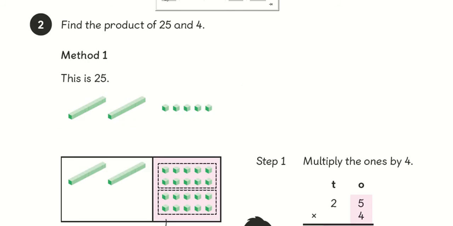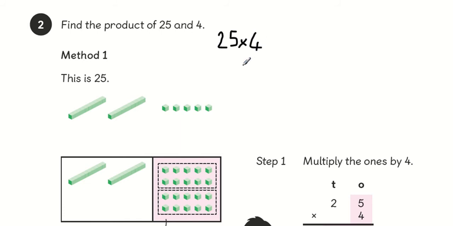Actually, before our guided practice, we have got another go at doing this together. This time we're finding the product of 25 and 4. So remember what product means? That's when we times two things together. Okay, so our number sentence here is going to be 25 times 4.